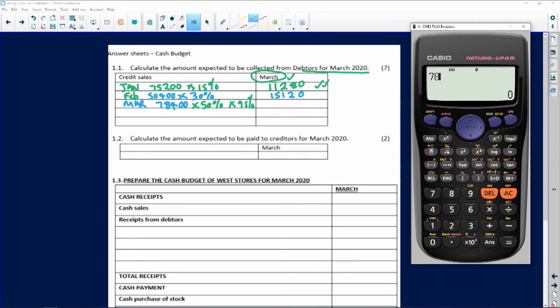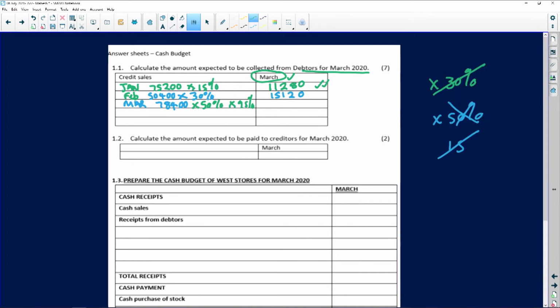So 78,400 times 50% times 95%, and we are expecting to receive an amount of 37,240. So 37,240 is what we expect to receive.